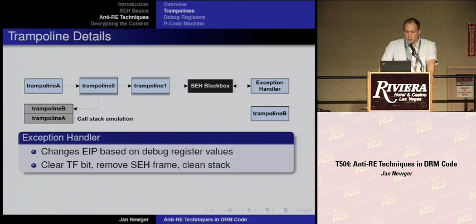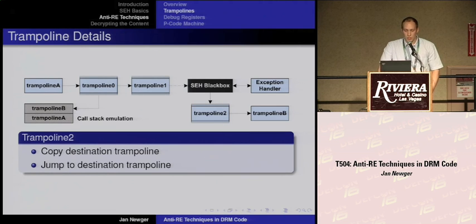by the operating system. And so the exception handler now carries out all the logic which is involved in the return and call emulation. What it basically does is change the instruction pointer based on the debug register values, and again it clears the trap flag bit, removes the SEH frame, and cleans up the stack. And finally, execution resumes at trampoline 2, which in turn copies the destination trampoline and jumps to it. So what we saw here is the mechanism which is used to emulate a call between A and B.